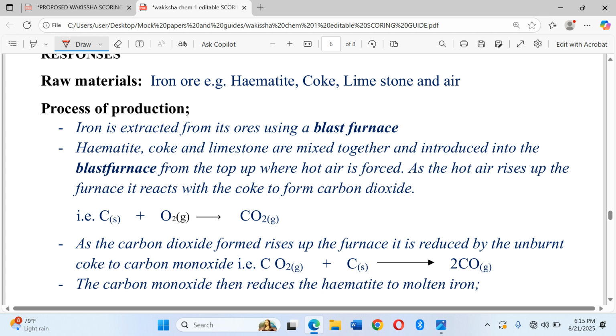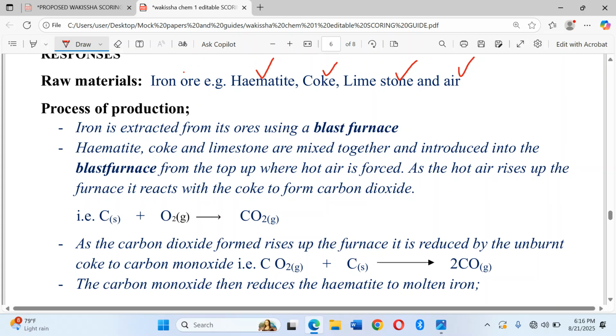So the raw materials for manufacture of iron, we have the iron ore, e.g. hematite. We have also the coke, we have limestone, and we have the air. So those are some of the raw materials for our manufacture of iron. Then we go to process of production. So in this process, we said that we talk about the raw materials, we talk about the vessels, chemical processes, physical processes, conversion to desired product, and also the purification. So we shall be able to see whether all those have been included.